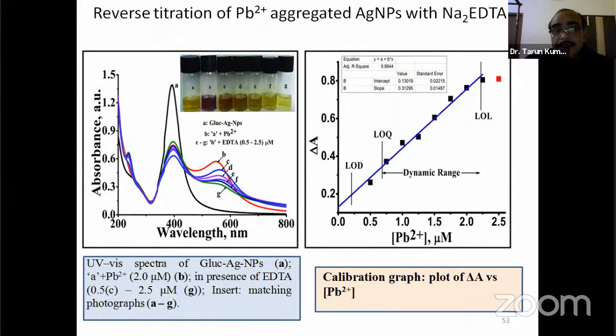Okay, and one thing is that this method is so useful and accurate that after sensing the lead, we know EDTA is a very good complexing agent. If you treat it with EDTA, then it will reverse back. So that gives the accuracy of the method. So there are different calculation methods. We can get their minimum concentration range and maximum concentration range, how we can determine.